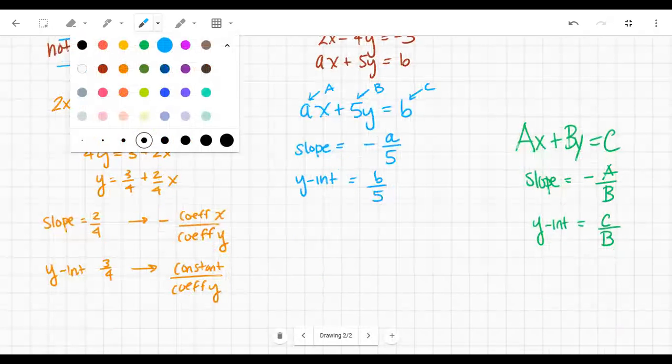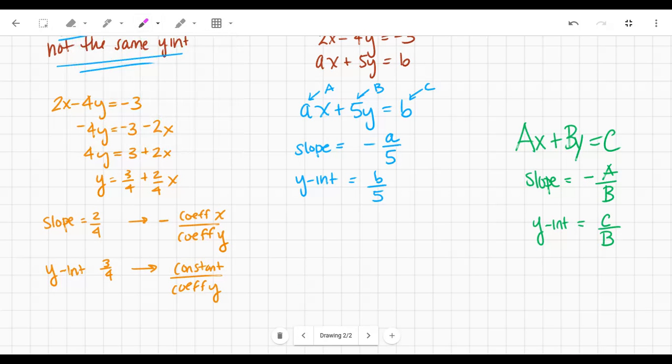So in order for it to be inconsistent, same slope, not the same y-intercept. So we want 2/4 or 1/2 to equal negative a over 5. So 5 will equal negative 2a. So a will equal negative 5/2. So there's part of it.